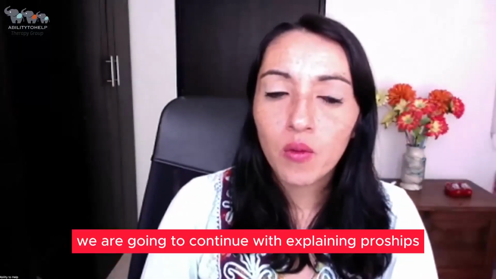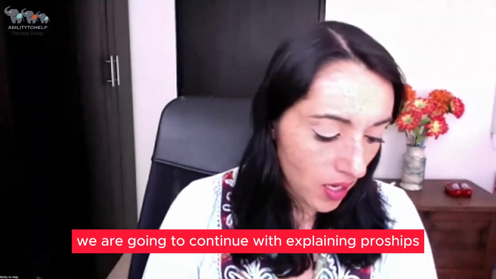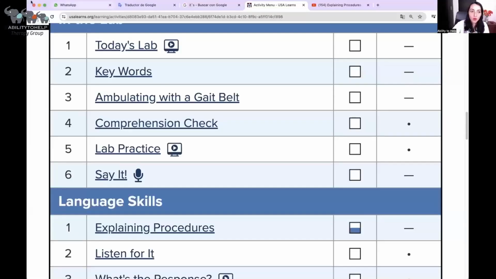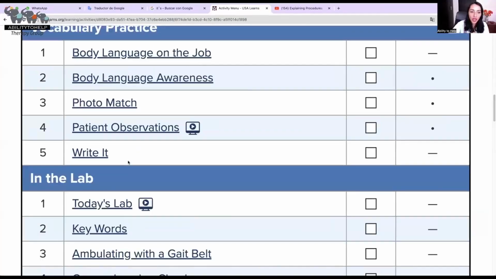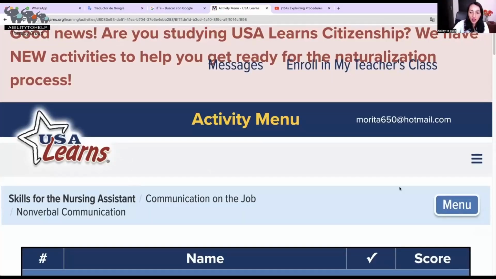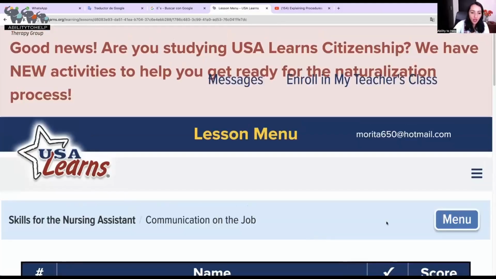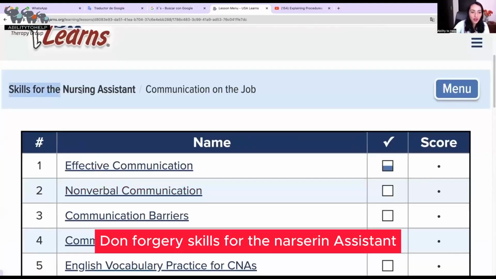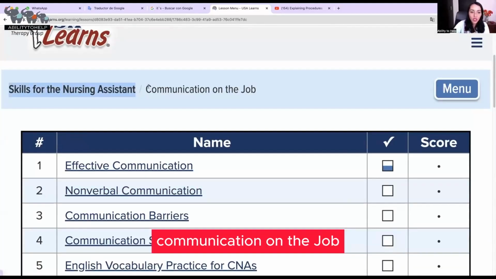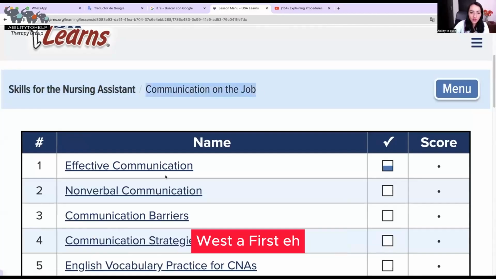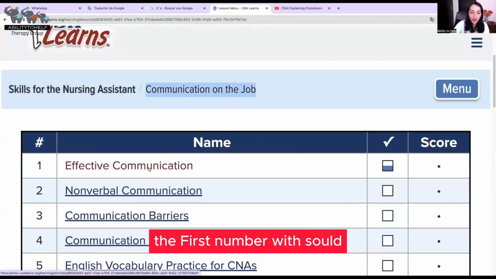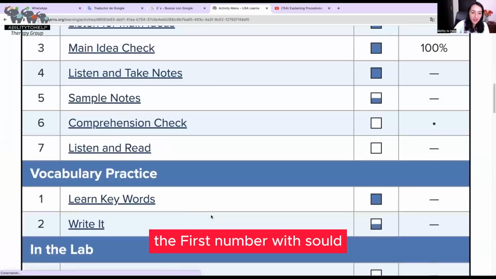Today, we are going to continue with explaining procedures in nursery. Let's see. Now we are talking about communication. Let's see together. Go to the menu. Don't forget it: skills for the nursery assistant. Communication on the job was the first number we solved. We did it last class.